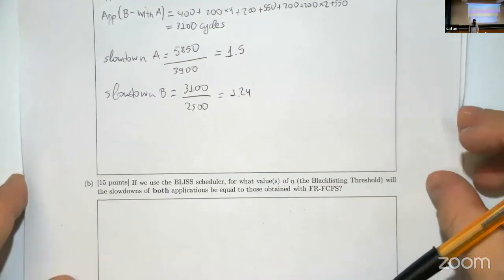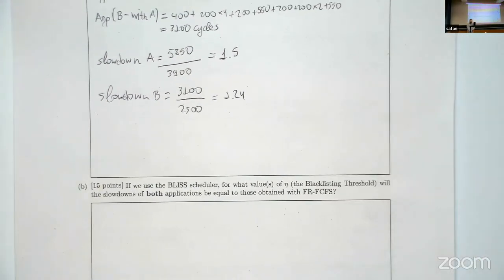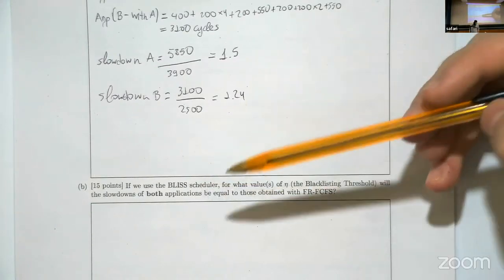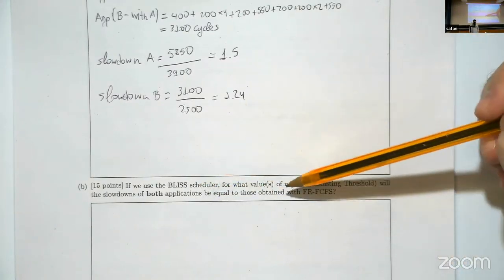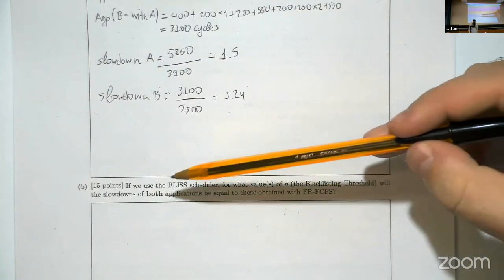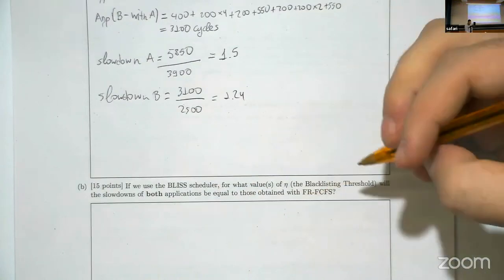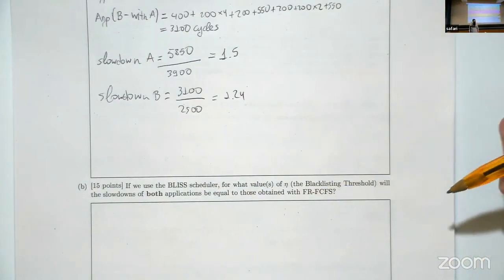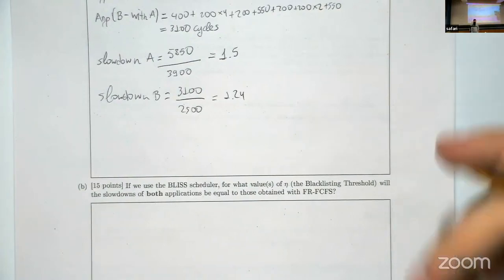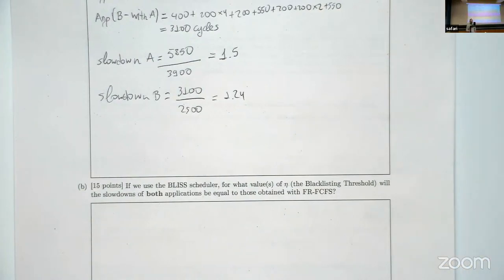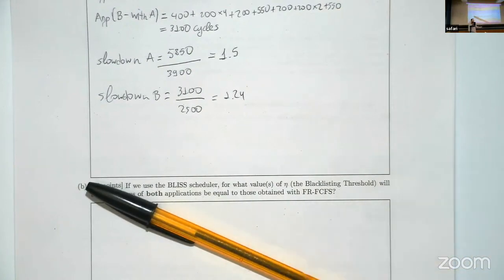And then there is another question, which involves the BLISS scheduler. It says, if we use the BLISS scheduler, for what values of n will the slowdowns of both applications be equal to those obtained with FRFCFS? Does anyone have any idea? Like, in which case the slowdown of the applications remain the same? There are two scenarios where this might happen.